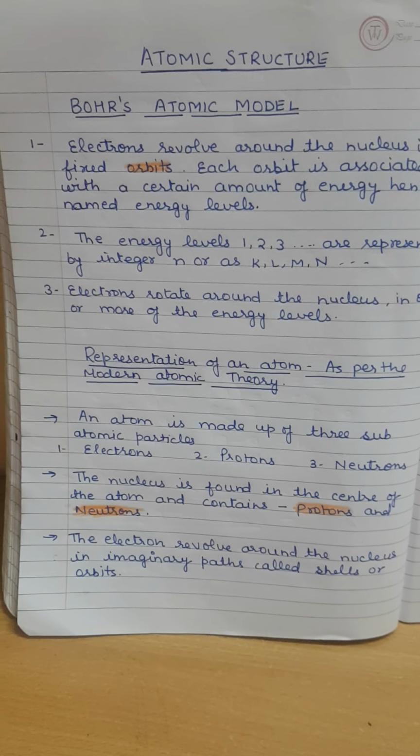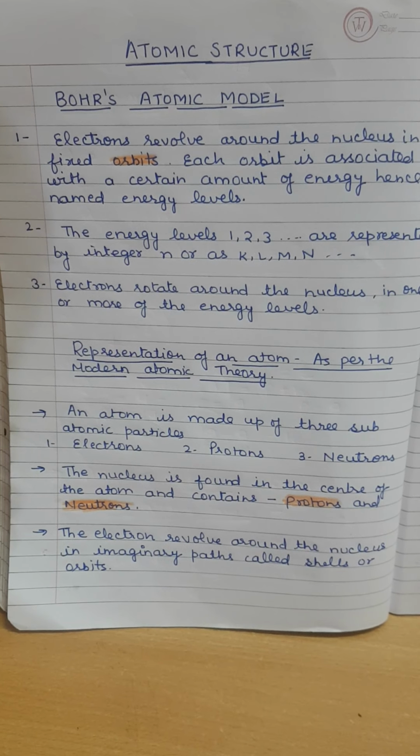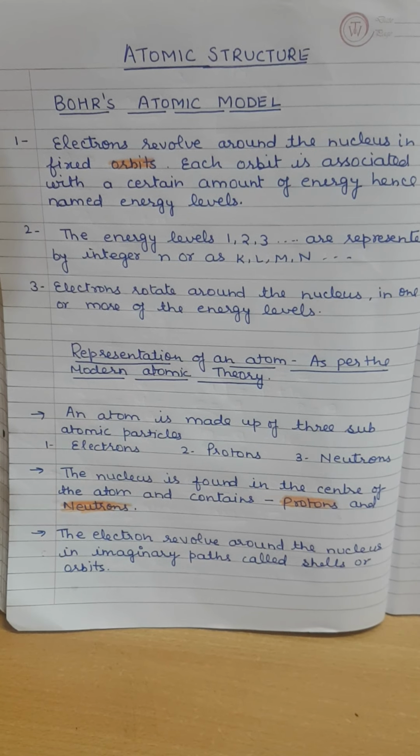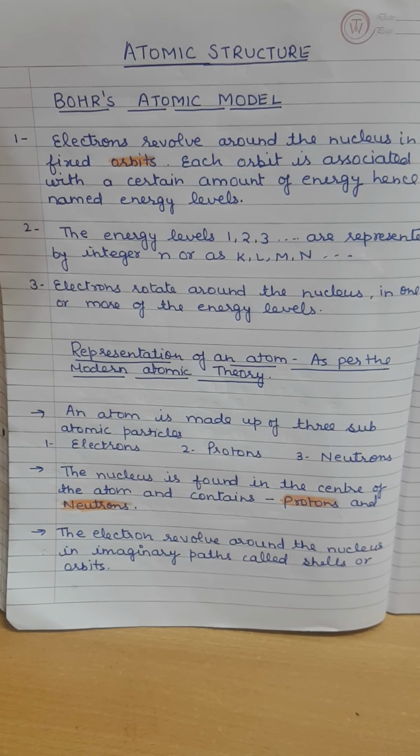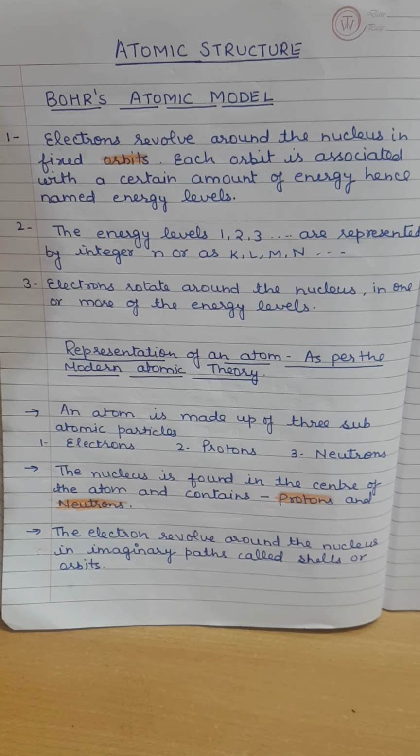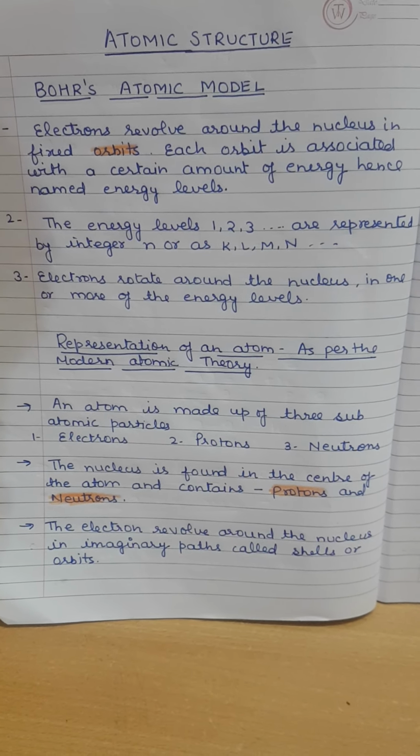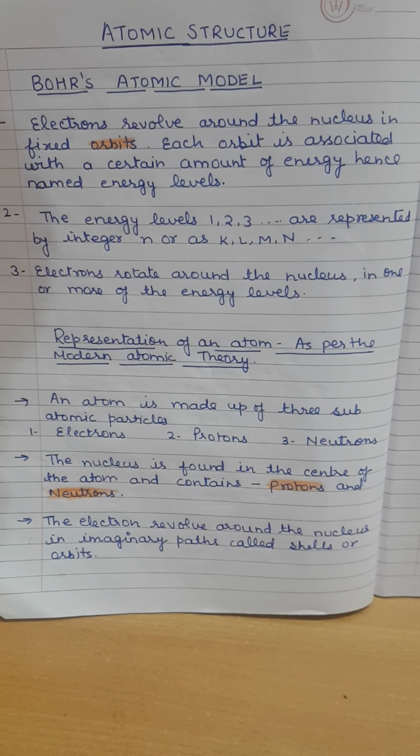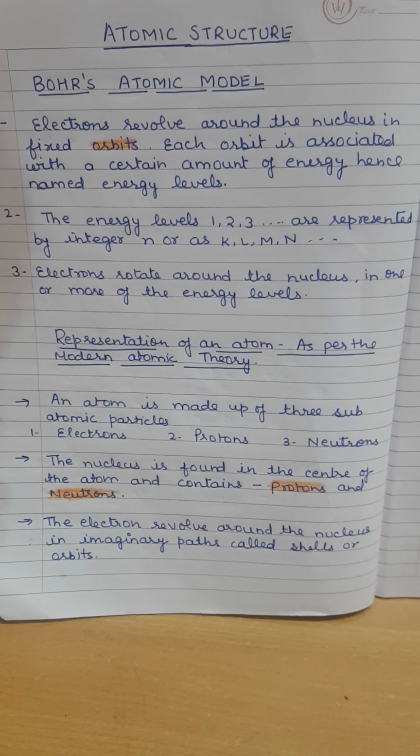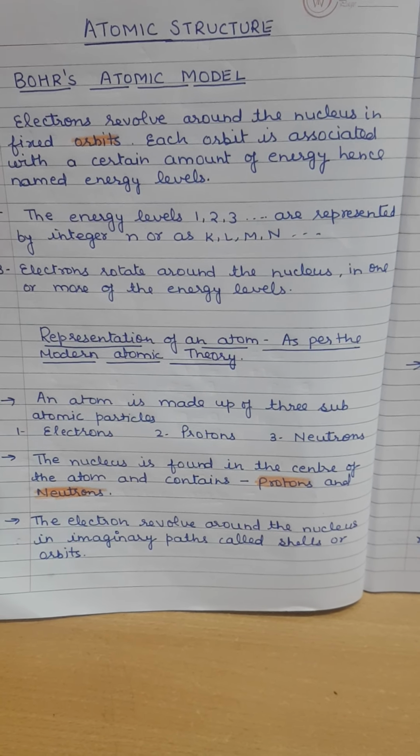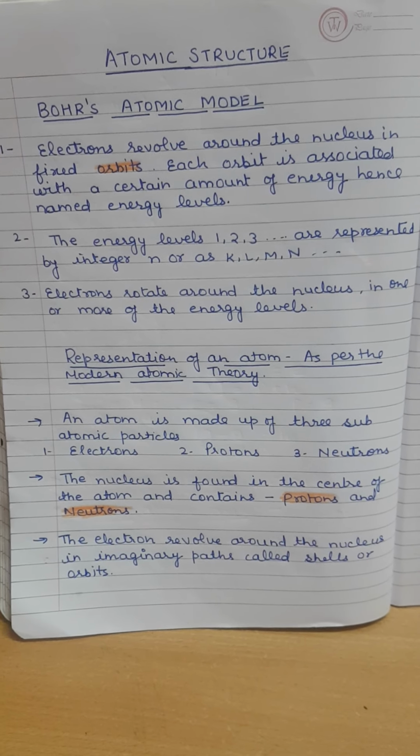But what are the main drawbacks of the Rutherford atomic model? If an electron moves around the nucleus, it must radiate energy and gradually move towards the nucleus following a spiral path till it collides, and ultimately it collapses into it. Therefore, the Rutherford model could not correctly explain the stability of an atom.